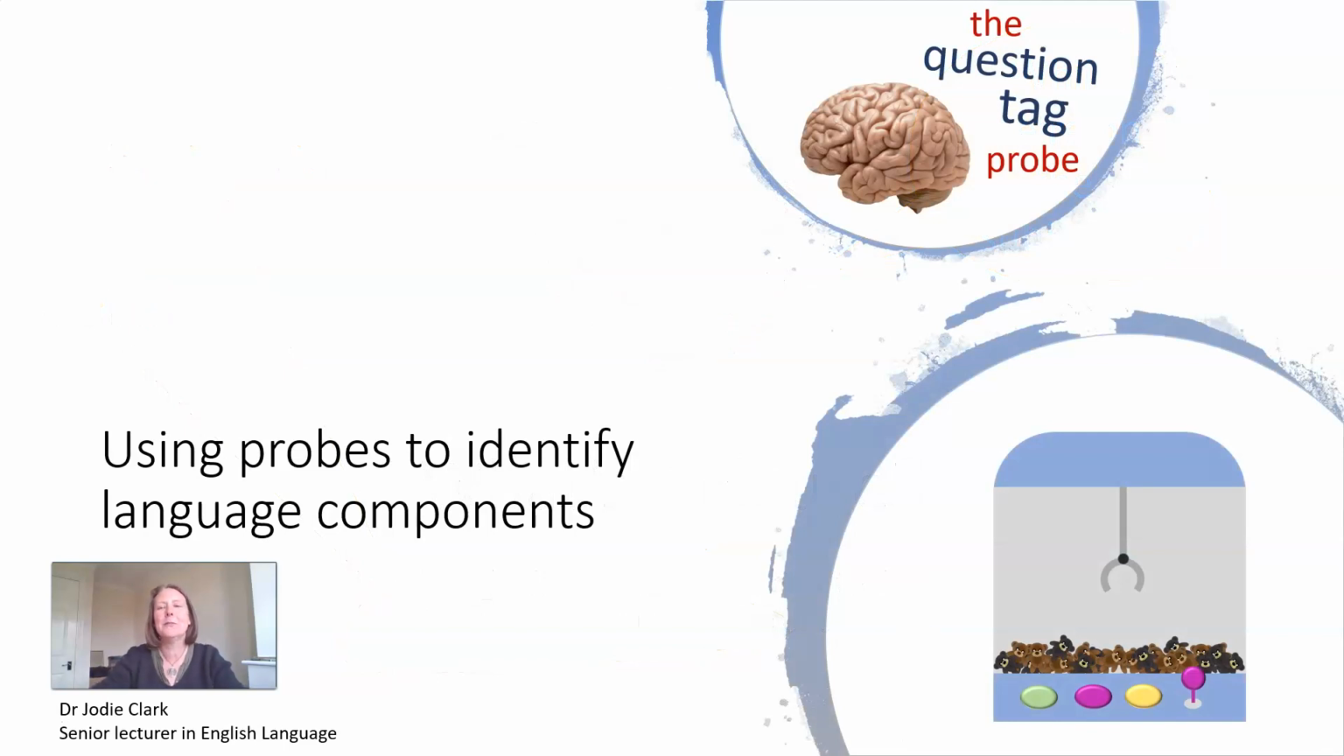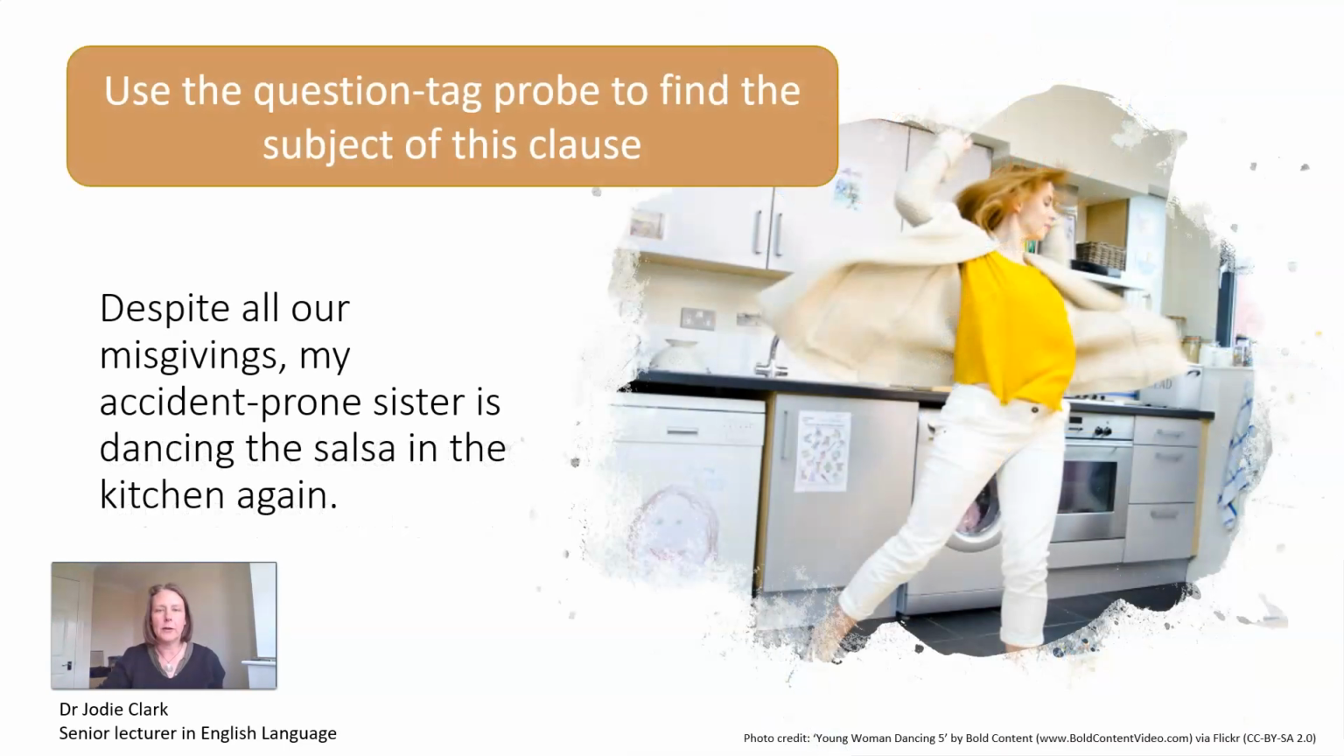So we use something called the question tag probe, which I just adore. A probe is a way of using a kind of imaginary claw to seek into what your brain already knows just by virtue of being so good at language, and pulling out particular elements that we can look at once we have a little bit of terminology. So we use the question tag probe to help us find subjects of clauses. So let's review how you've done.